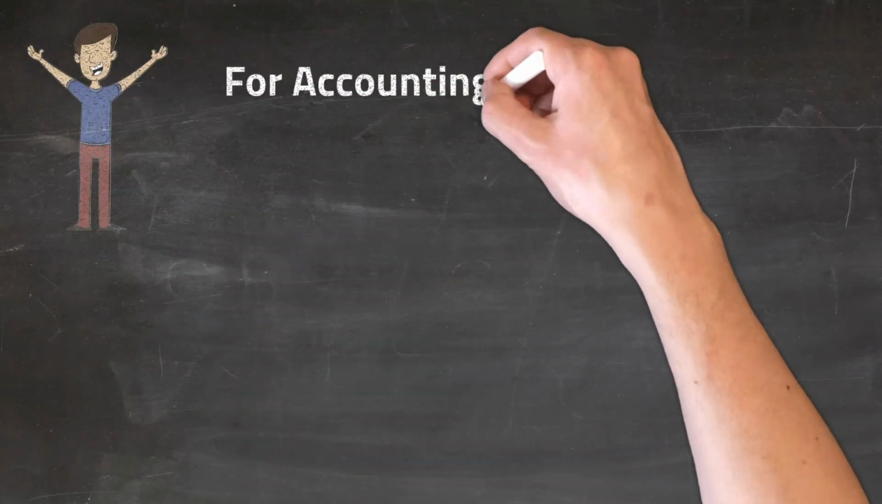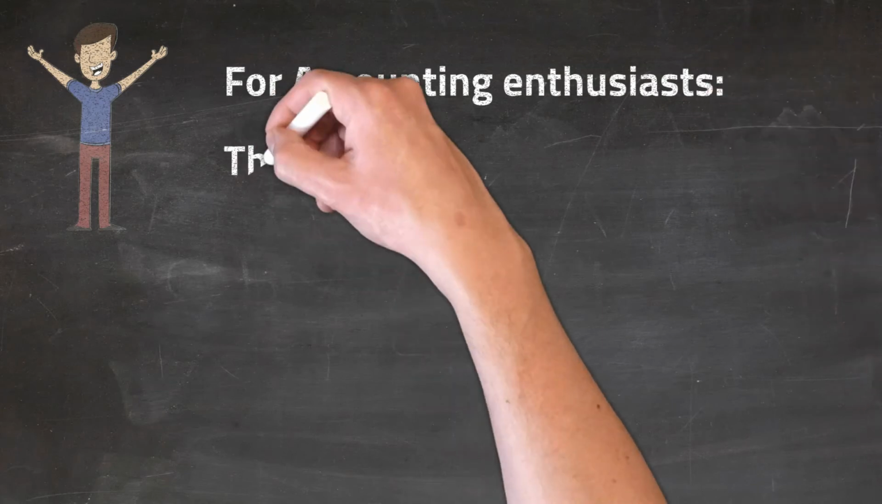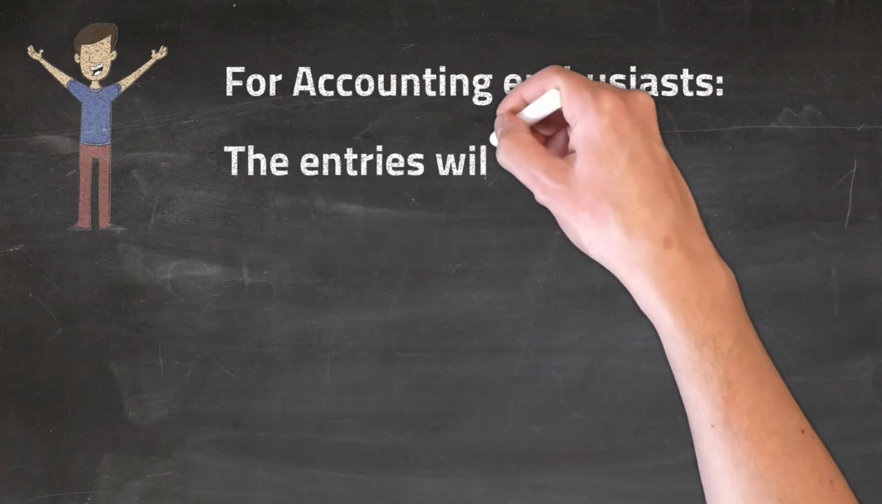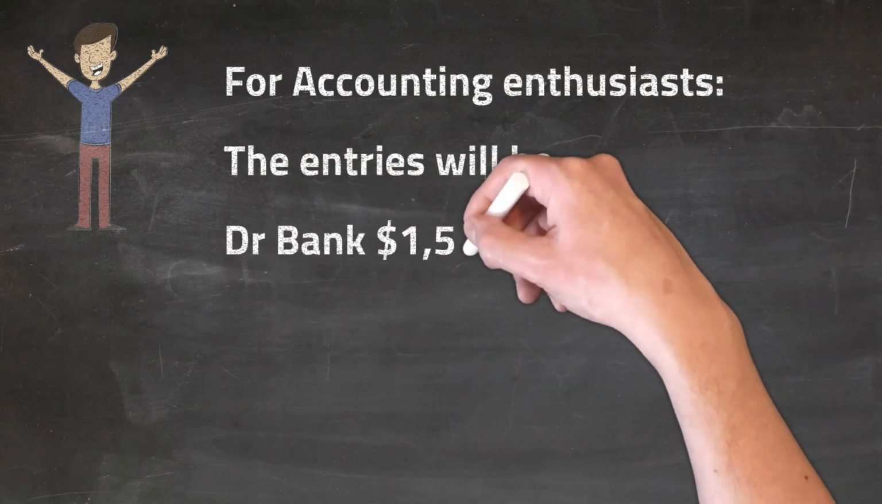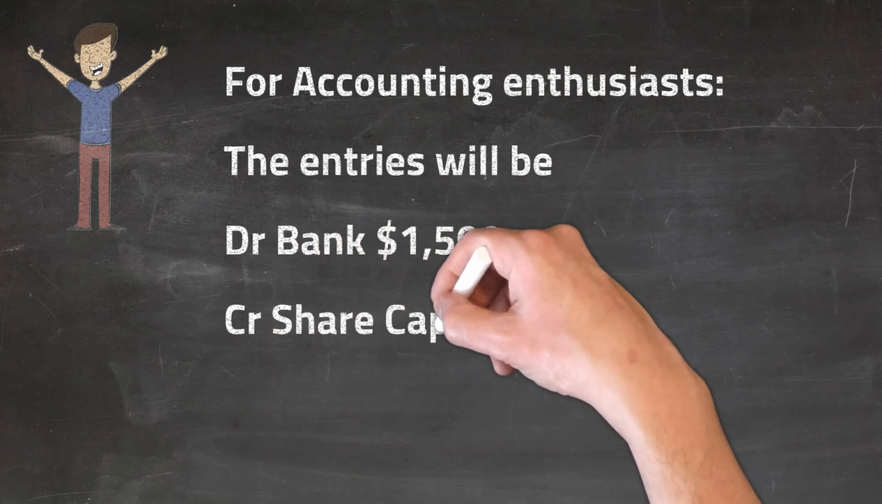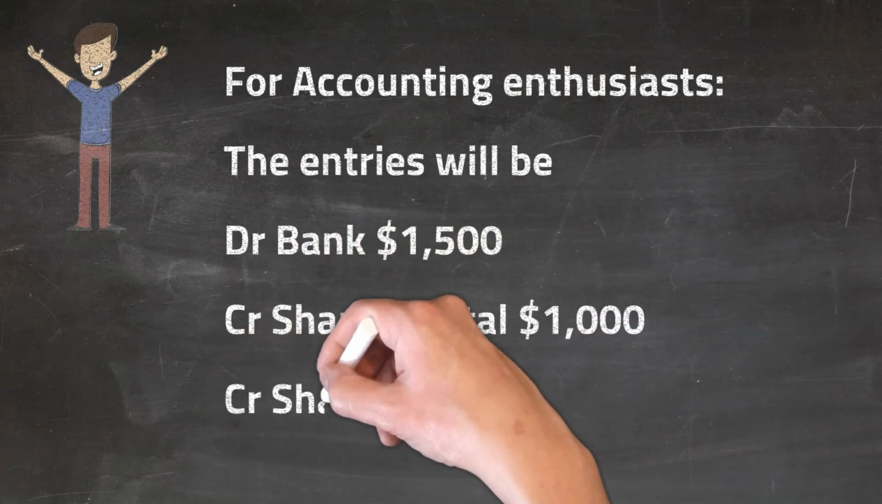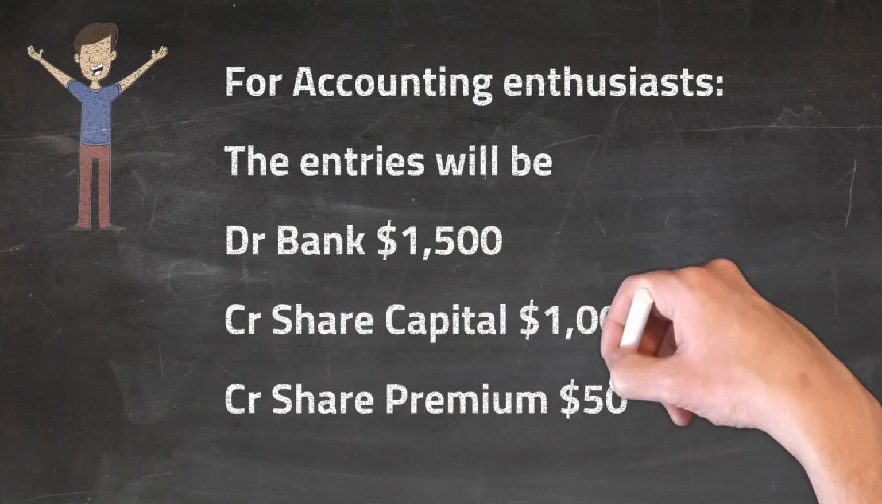Okay, for accounting enthusiasts, how is this recorded? The entries will be debit bank 1,500, credit share capital 1,000, credit share premium 500.